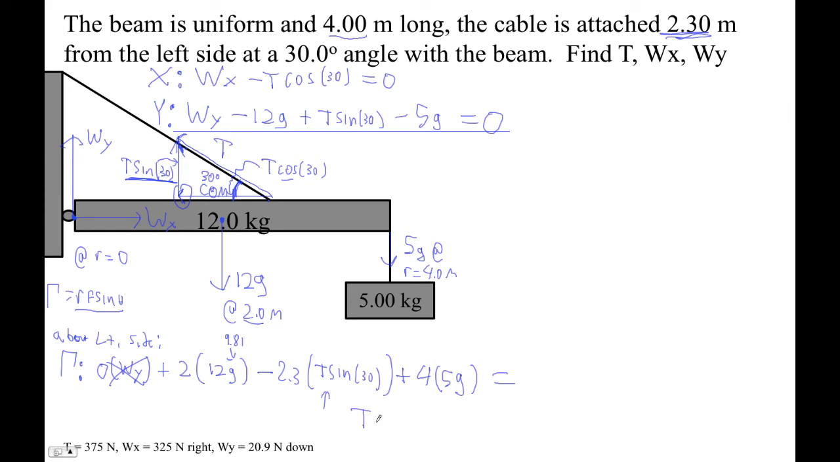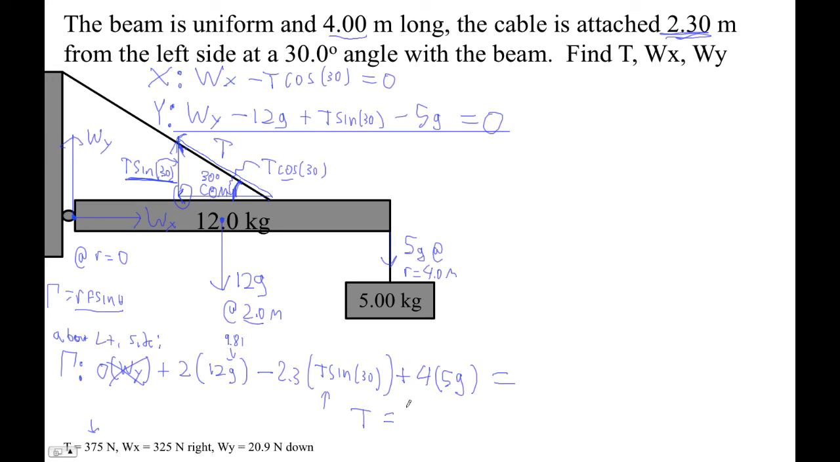So let me solve that. What am I going to do? I'm going to go 2 times 12 times 9.81. And I'm going to add plus 4 times 5 times 9.81. Got those guys. And then I think, let's get that answer. Let's divide that by 2.3 and divide that by the sine of 30. What mode am I in? I'm sure I'm in the right mode. Sine of 30. I'll find out here. I've got the answer. 375.339. Yeah, there it is. The answer is right there.